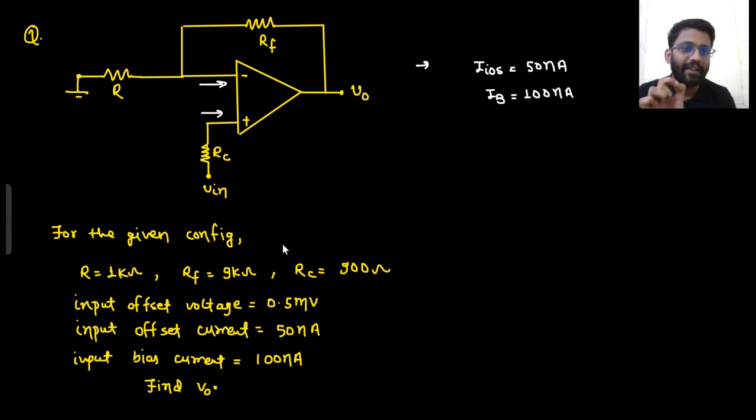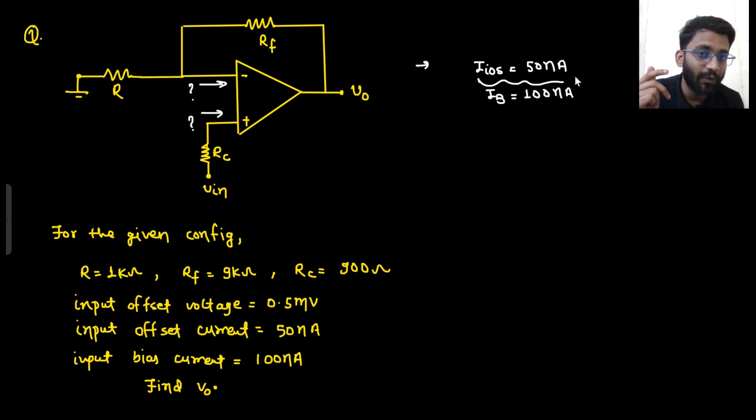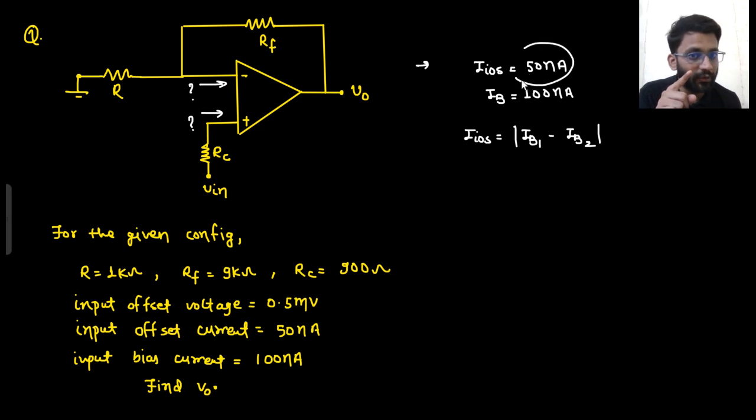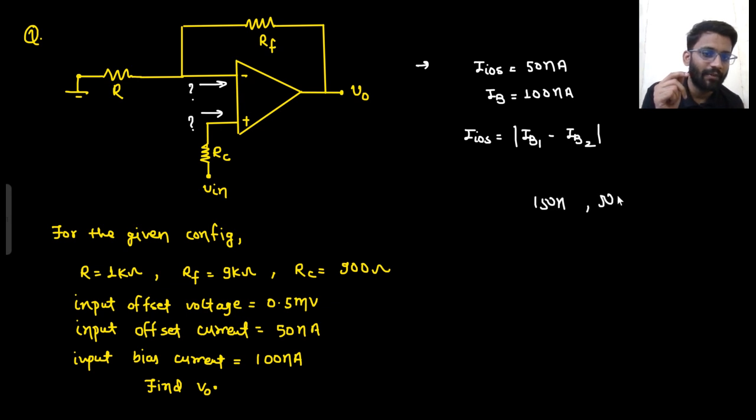One thing I can certainly tell, that these two currents are not equal. Why so? Because there is input offset current. If both of the currents were equal, then IB1 and IB2 would have given you the answer 0. But certainly offset current is there, that means both of the currents are not equal, that's for sure. Certainly one current will be 150 nanoampere, the other one would be 50 nanoampere. Why so? Because the difference is 100.